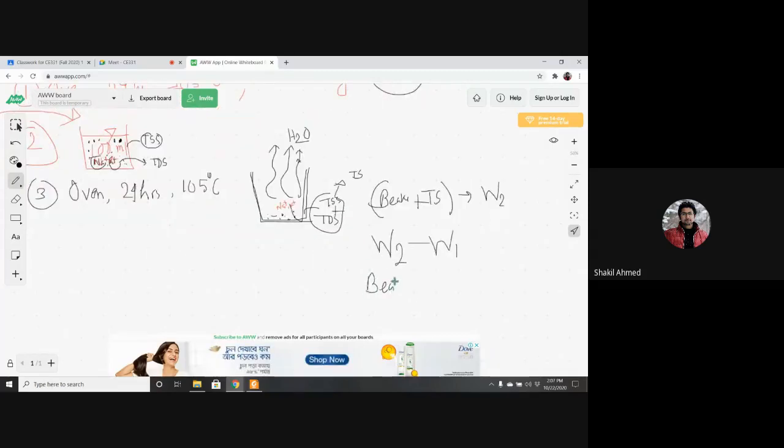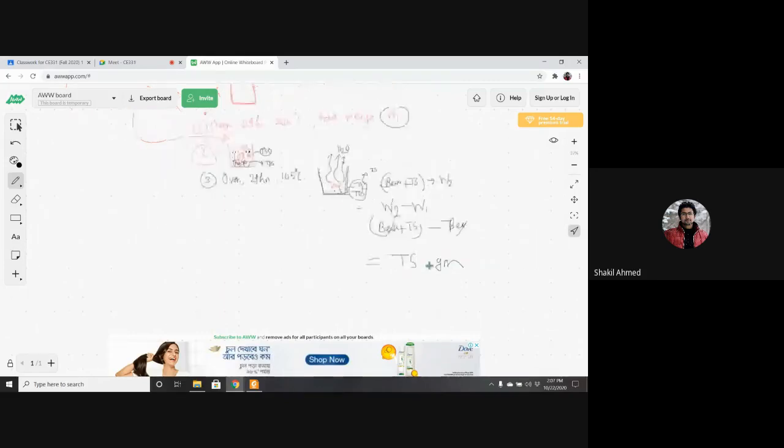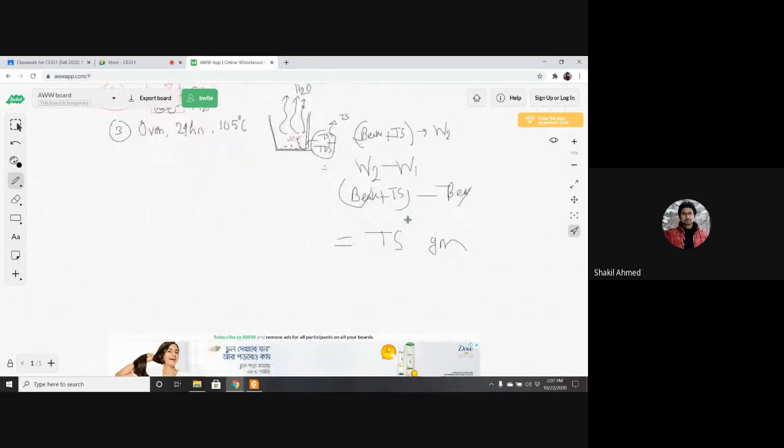W2 is beaker plus total solid, and W1 is only beaker. Then this is what? Weight of total solid. This is the weight of total solid, maybe in gram or milligram, for example, gram. Now, if you want to find out the concentration of the total solid, what you need to do? What is the concentration? C equals M by V, sorry, weight by V.